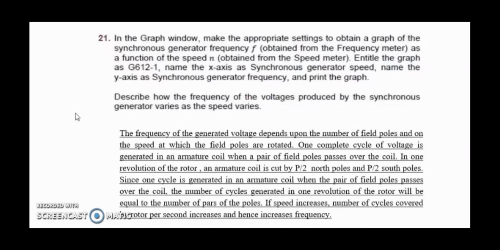since one cycle is generated in an armature coil when the pair of field poles passes over the coil. The number of cycles generated in one revolution of the rotor will be equal to the number of pairs of poles. If speed increases, the number of cycles covered by the rotor per second increases, and hence the frequency increases.